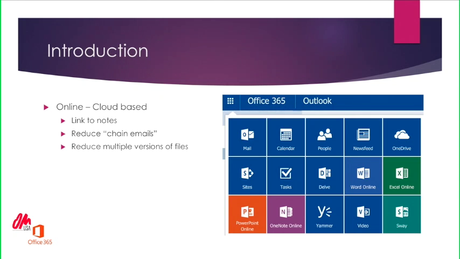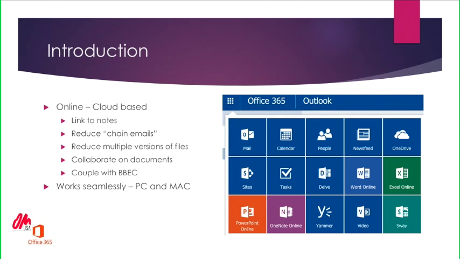Here's one of the fun things about our work: we get multiple versions of the same files from different offices who are giving us long lists of potential donors or invitees or whatever. We'd like to all work on a single version, have the most current one available to us. And that's really what collaboration in documents really means. And we're going to see how to couple some of this stuff with BBEC to make the interaction more efficient.